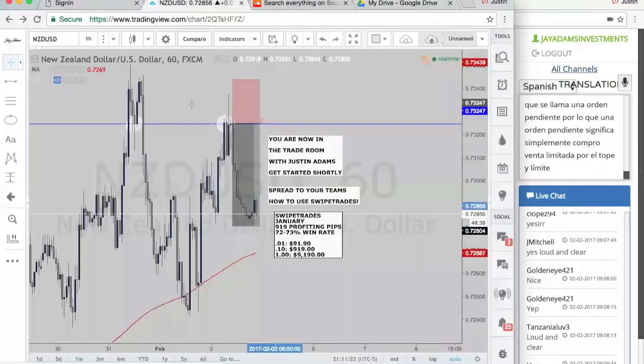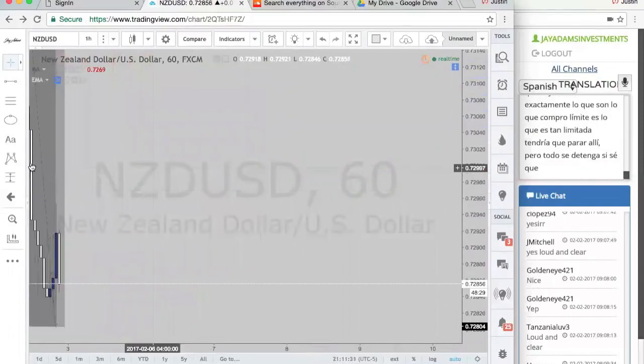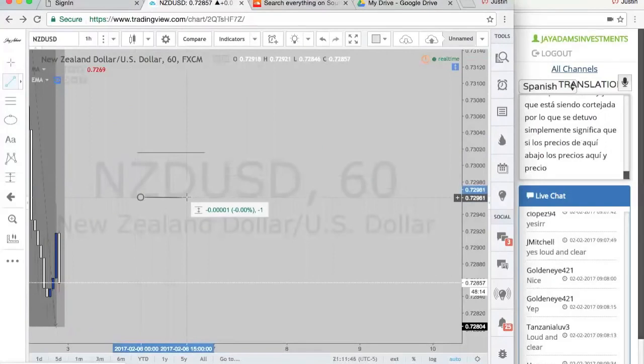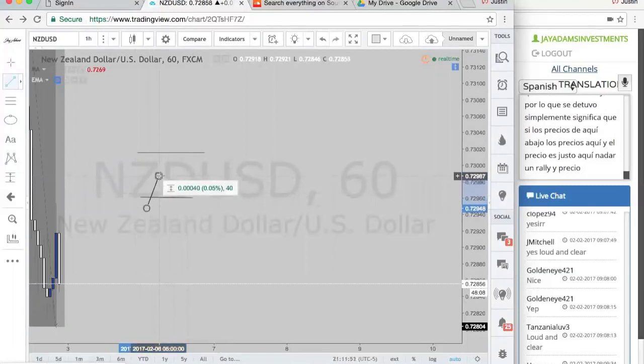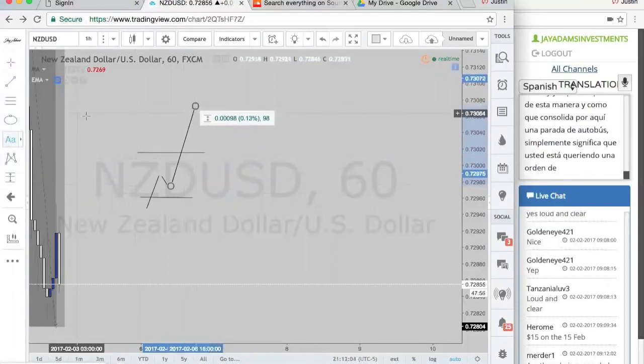So really quick, I'm going to get into exactly what they are: what a buy limit is, what a sell limit is, what a buy stop is, what a sell stop is. I know I did this on a previous session, but we'll do it again for you guys since this is being recorded. A buy stop simply means price has a rally going up and consolidates around here. A buy stop means you want an order to get executed when there's a breakout. So this is a buy stop.